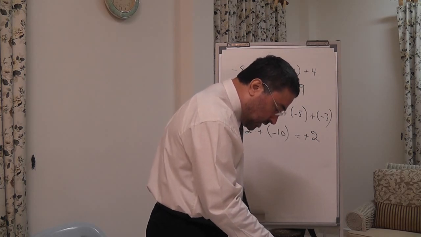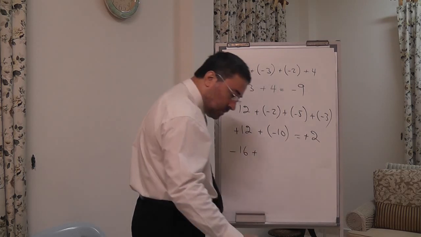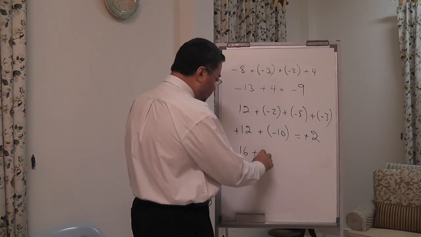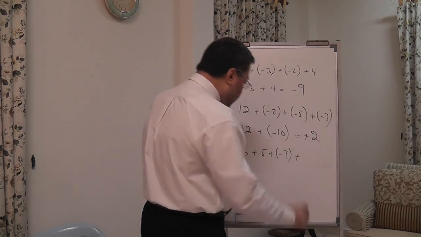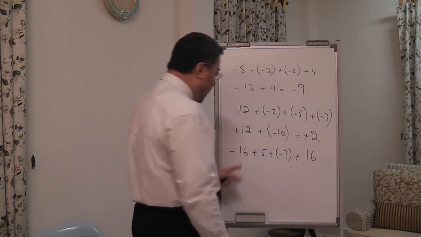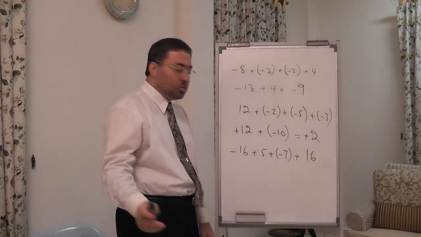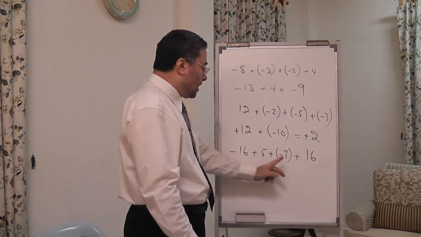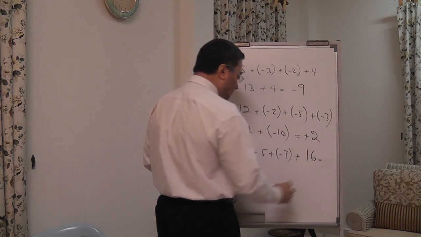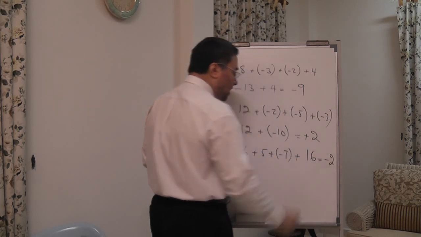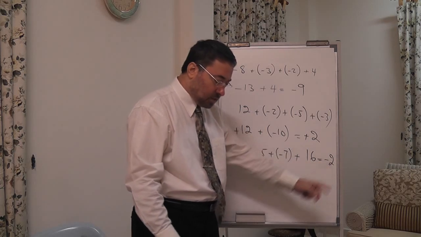Number 28, minus 16, plus 5, plus minus 7, plus 16. Right away, we can see minus 16 and 16 add up to a 0. And we are left with 5 and minus 7. Positive number, negative number. We get their difference, and that's 2. And the sign is the sign of the larger. In this case, it is a negative sign. So the answer will be minus 2.